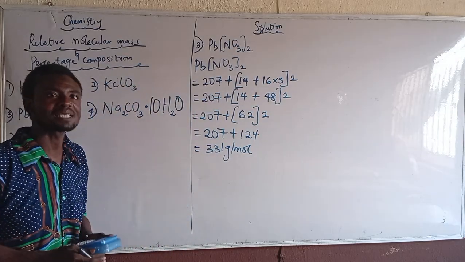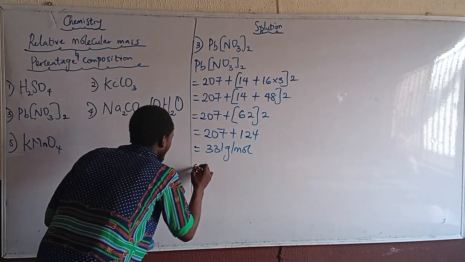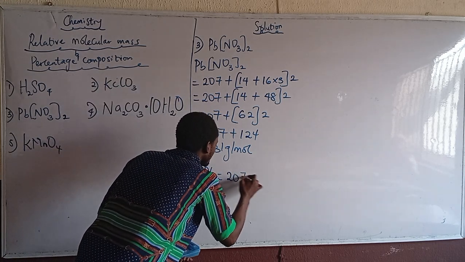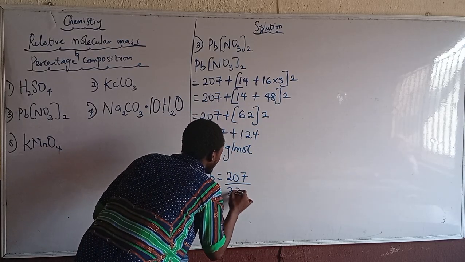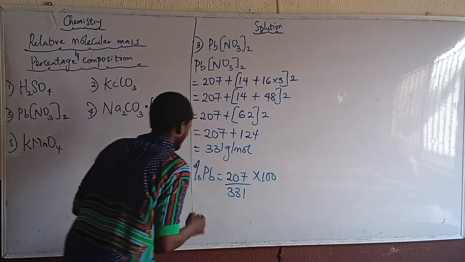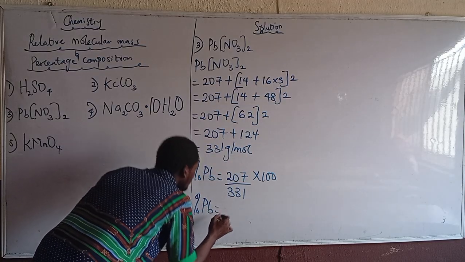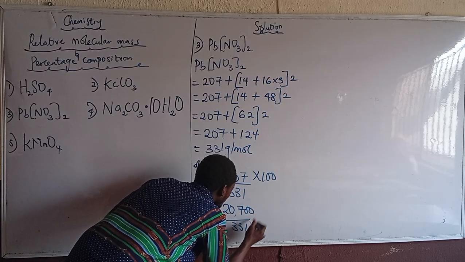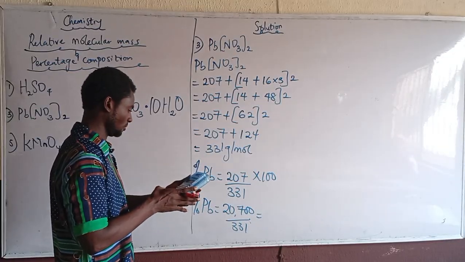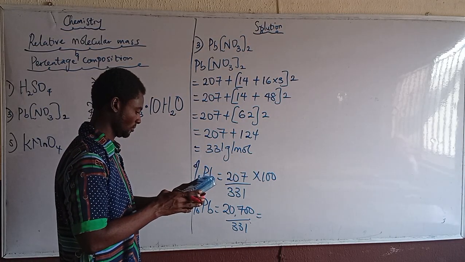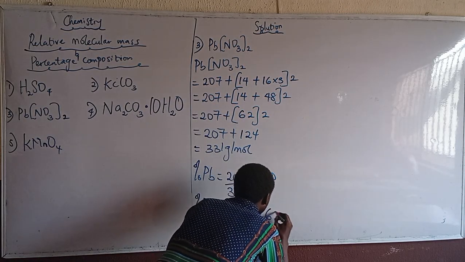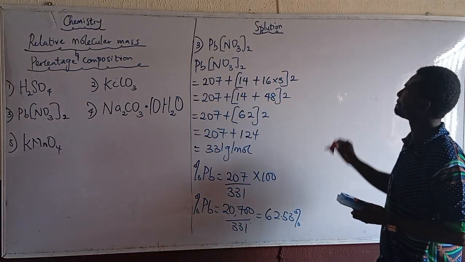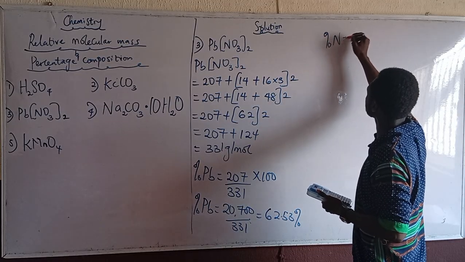Now, to calculate the percentage composition, I start with lead. Lead is Pb, which is 207, divided by the total 331 multiplied by 100. So percentage of lead becomes 20,700 divided by 331. That becomes 62.53%.